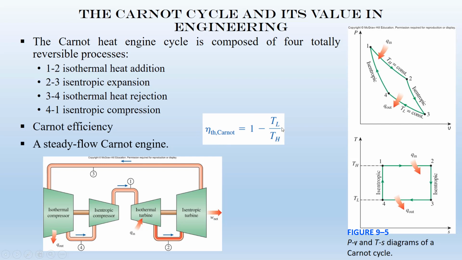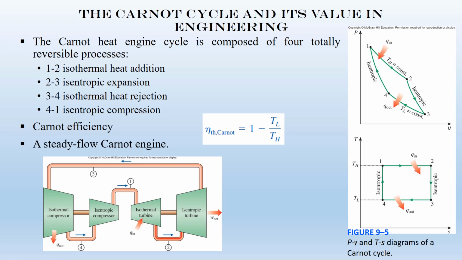Based on this equation, if you want to increase the thermal efficiency of a Carnot heat engine or an ideal one, what you need to do is decrease this term, correct? To decrease this term, you can decrease the TL temperature or increase the TH. So these are actually two methods to increase the thermal efficiency of heat engines.